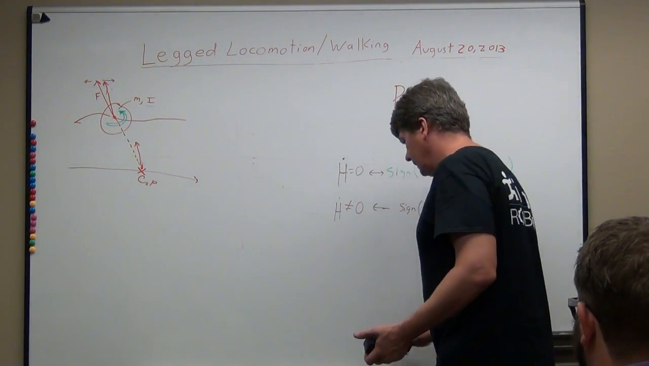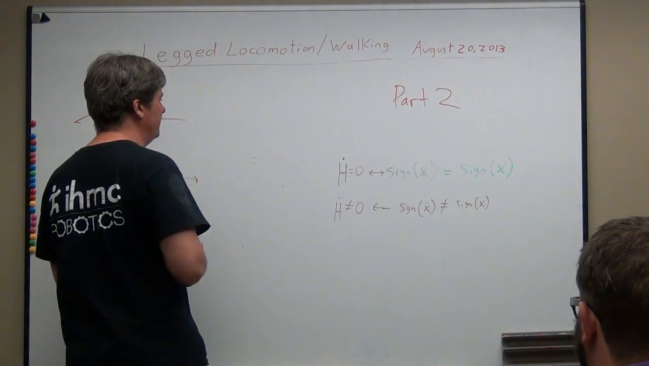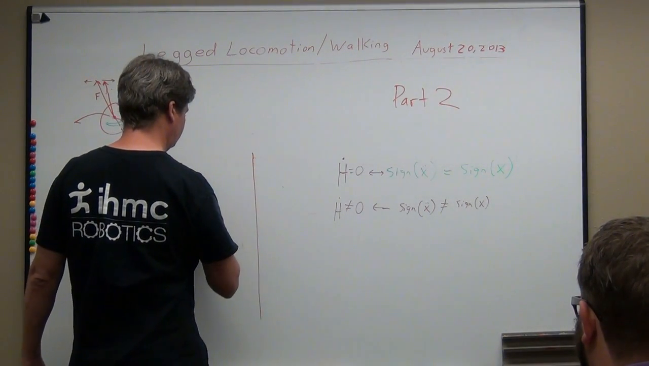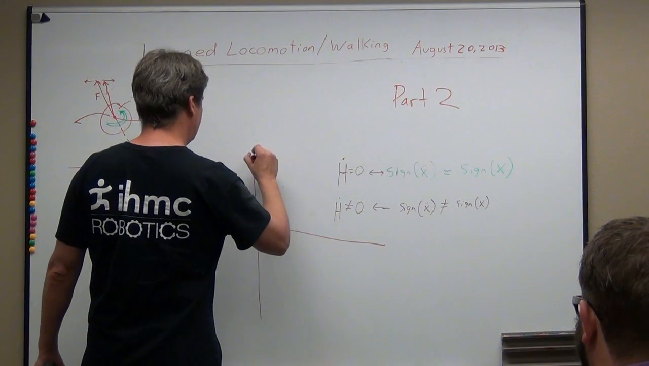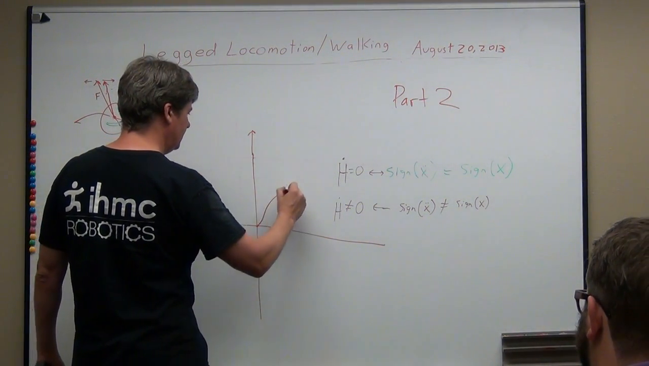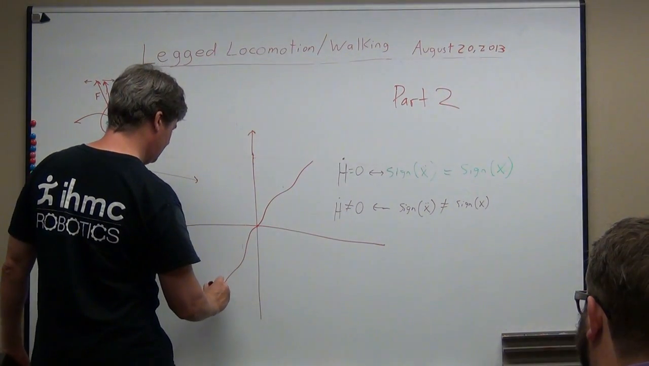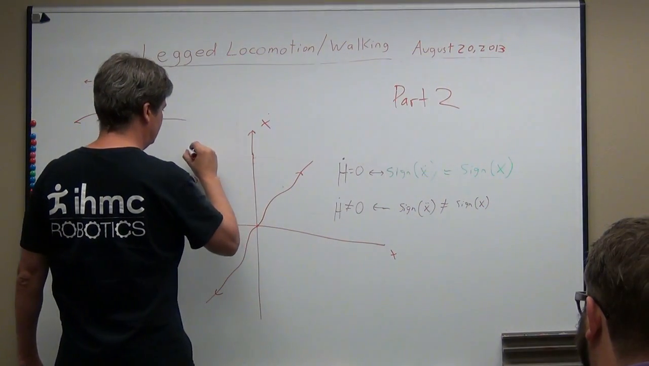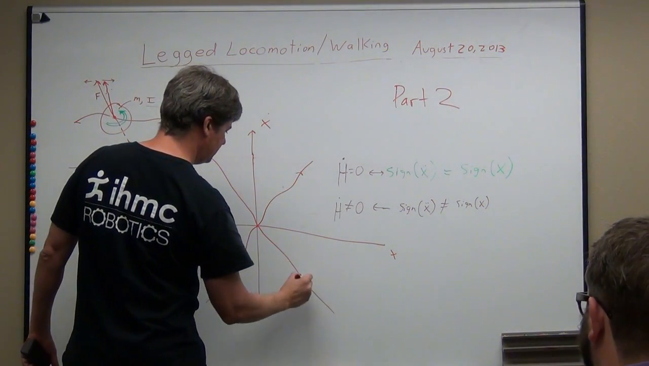But anyway, let's draw the phase portrait again. Okay, so first I'll draw it without using any momentum. So we got the unstable ones. X dot. Capture trajectories.